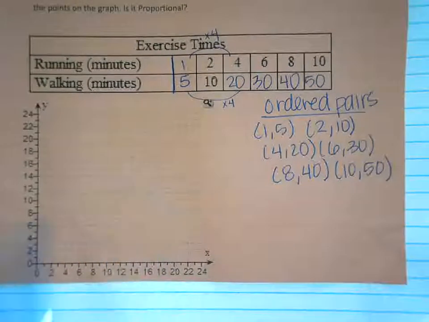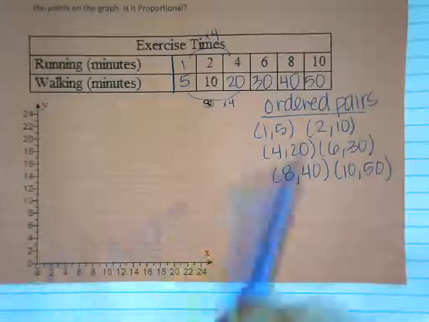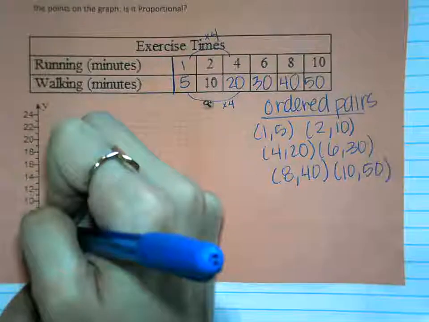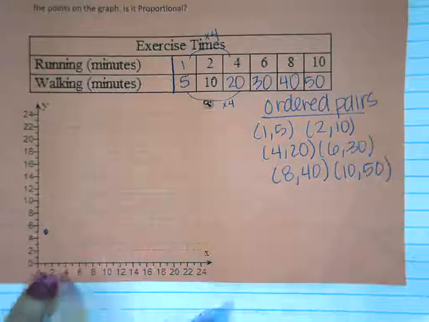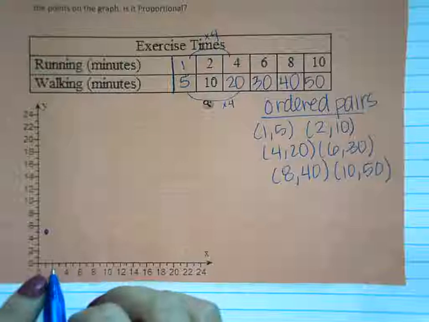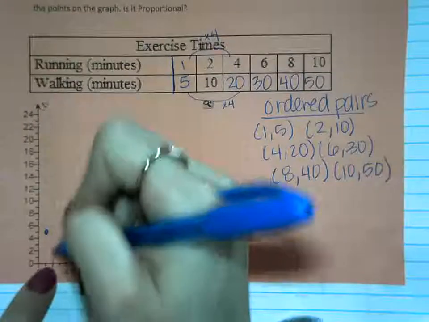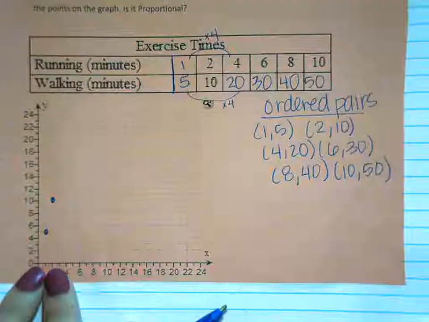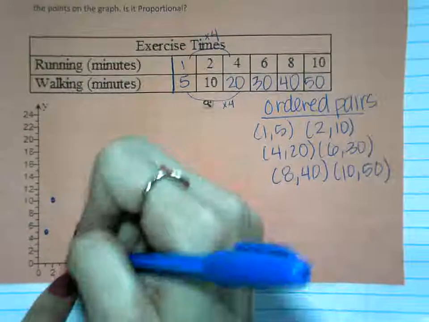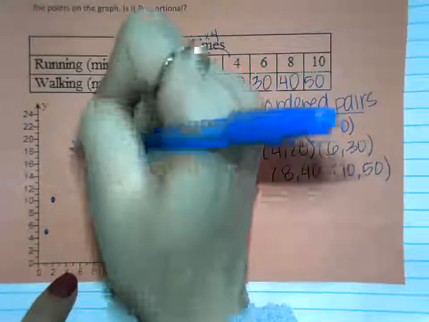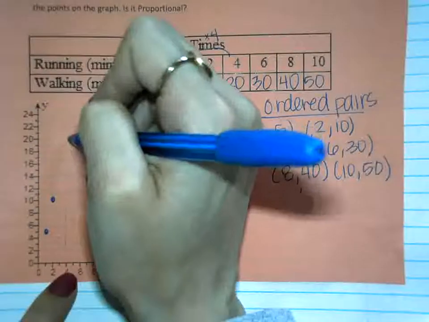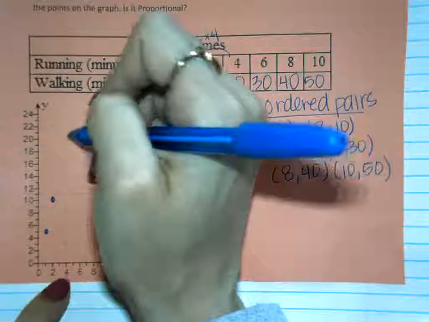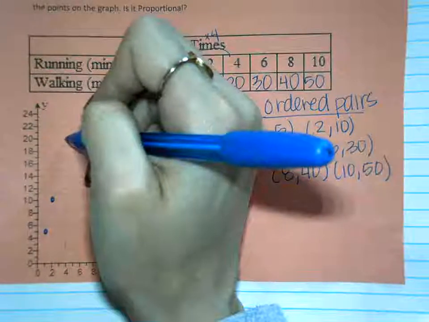Now I'm going to give you a heads up. The first one, we go over 1 and we go up 5, right? Put a dot. The next one, we go over to 2 and up 10. The next one, we go over to 4 and up to 20. What do you notice is going to happen with the next ones? It's going to go off the chart. So if that's the case, we are just going to stop right there.